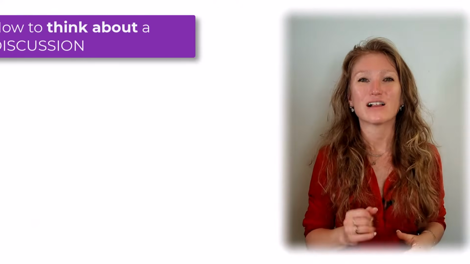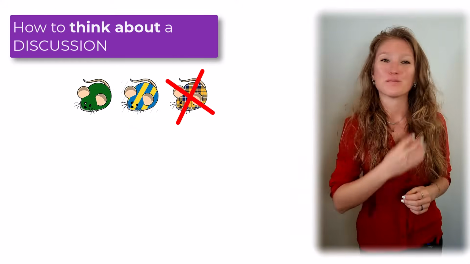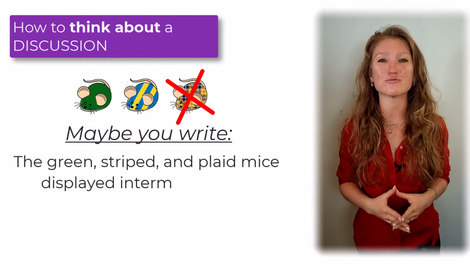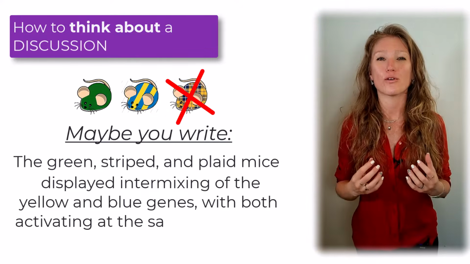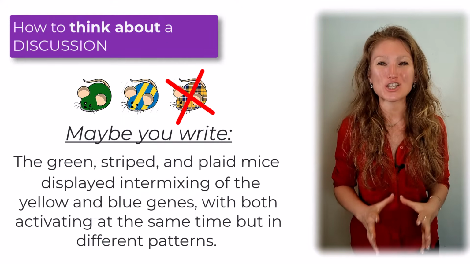For instance, let's talk about the green mouse, the striped mouse, and that dead plaid mouse. Because you might say the green, striped, and plaid mice displayed intermixing of the yellow and blue genes, with both activating at the same time but in different patterns. Now, let's talk about this sentence.